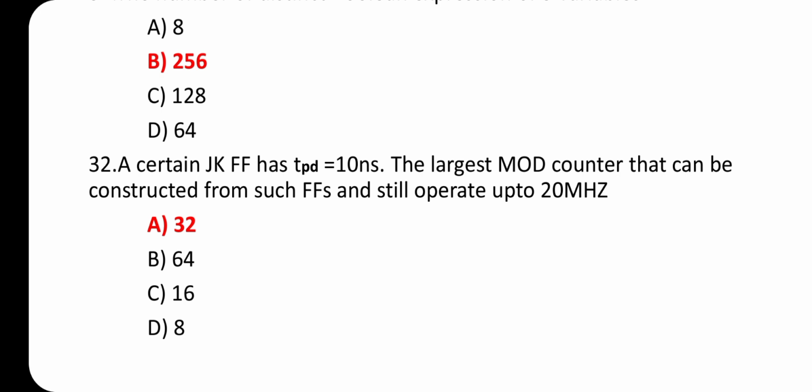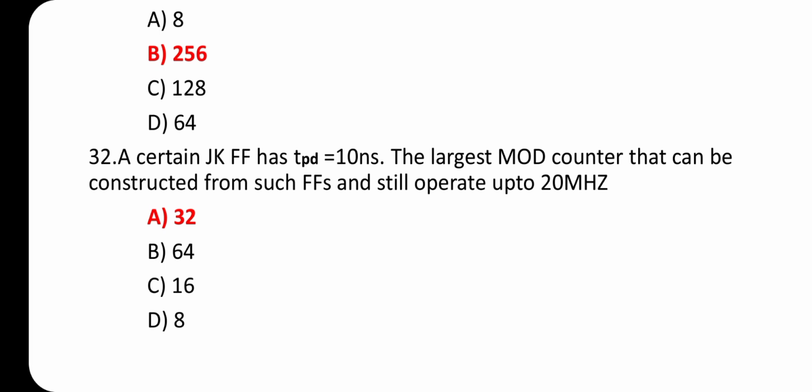A certain JK flip-flop has propagation delay TPD equal to 10 nanosecond. The largest mode counter that can be constructed from such flip-flops and still operate up to 20 megahertz is option A, 32.